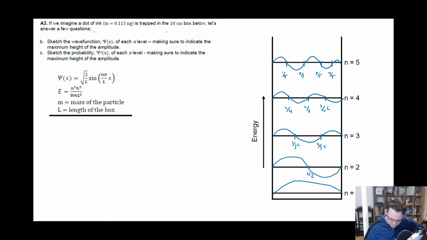Then in terms of what the amplitude should be, just thinking back to what we understand from trigonometry, this right here is simply the amplitude. So in this case, you get the square root of 2 over L, and that's going to be the same in all of those instances.